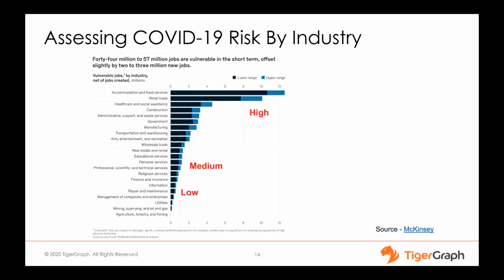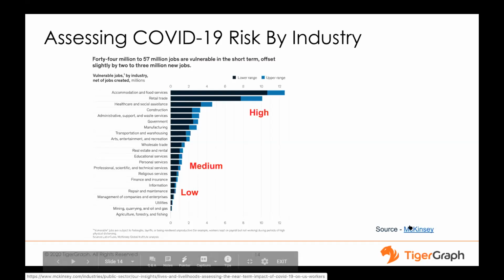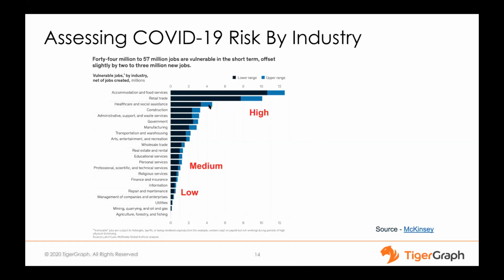The next one is rating risk by industry. Again, we have used here McKinsey's research. It's an excellent piece of research. It's open, available to the public. It's not gated. So when you get this link, you can click on this. McKinsey estimates that across all of these industries, about 44 to 57 million jobs are vulnerable in the short term.